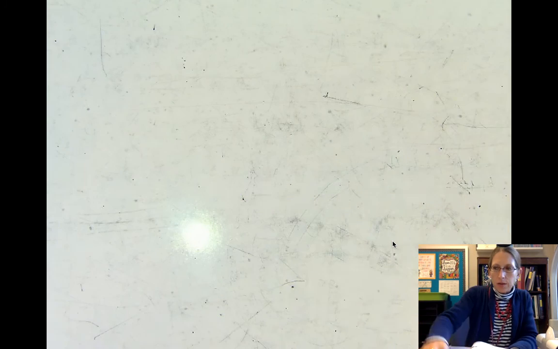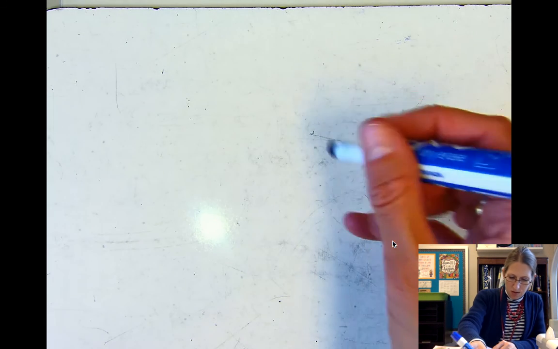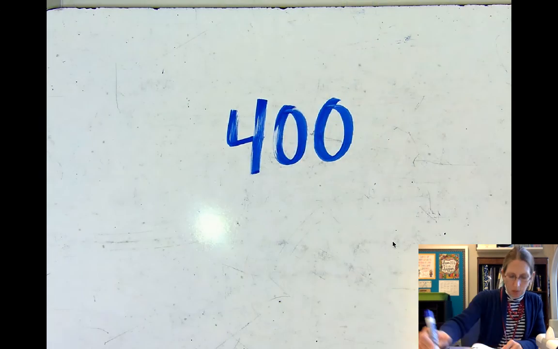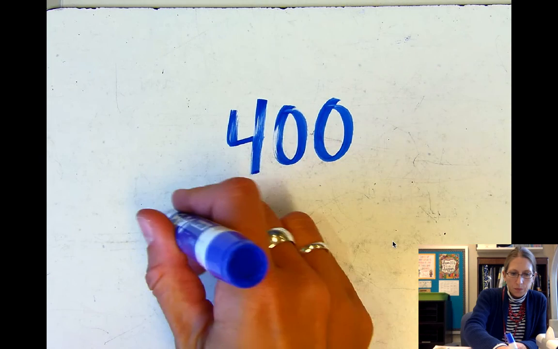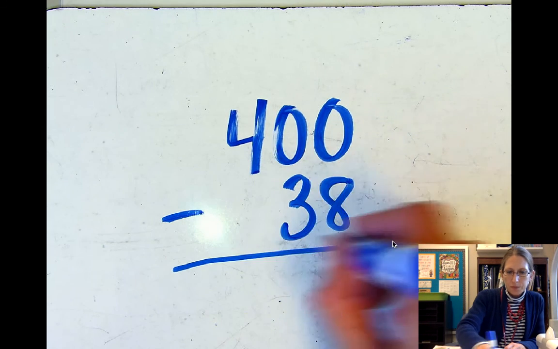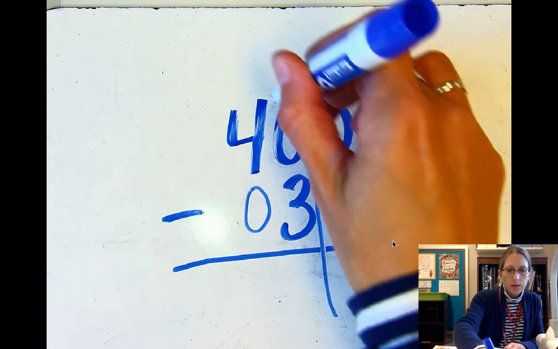Let's try another. I know when I was first learning this, it was confusing. But if we really stop and do it one step at a time, it makes a little more sense. So let's go ahead and try. This is another one from page 54. So we have 400 minus 38. If you want to put a 0 there, you definitely could do that. All right.